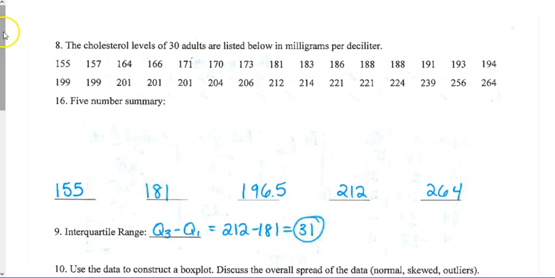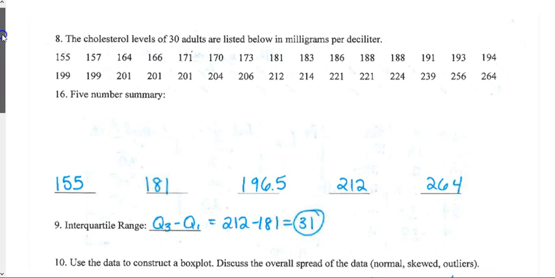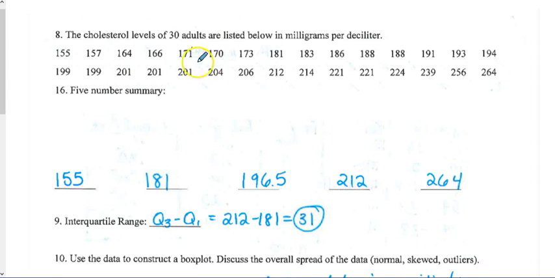All right, last page. Cholesterol level, 38 adults. Here's all your data. Again, just put these in your calculator, run your 5-number summary. You'll get these numbers. The interquartile range is the Q3 minus the Q1. You just subtract them, get 31.